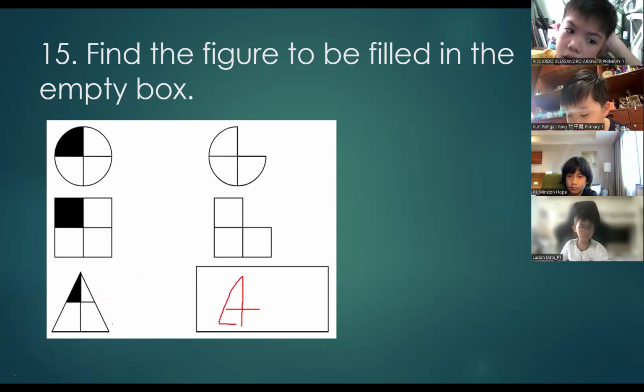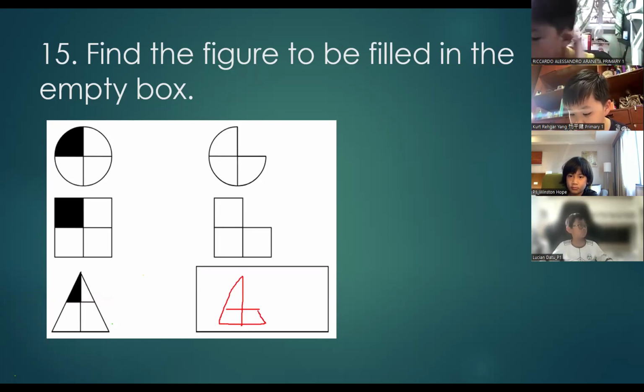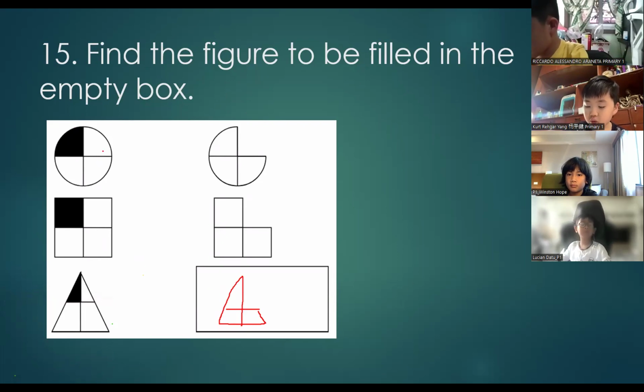Okay, so this should be the answer. All right. So why is this the answer? Because here we can see this one is shaded and this one is not. So beside the shaded part, it is gone, right? So this one here, it's gone. And then there's no shaded part.